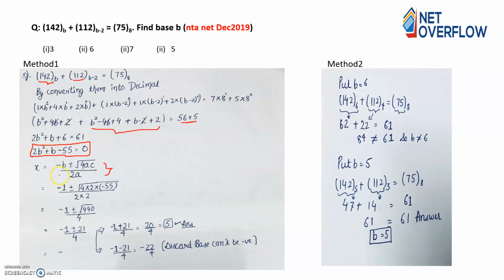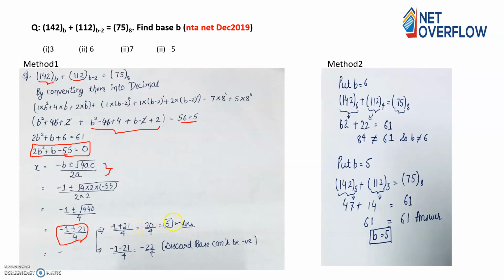Here the sign is plus, but here the sign is minus, so the constant is 1. So minus 1 plus minus root of, that is 4, the value of a is 2 and the value of c is minus 55. Okay, after solving this we'll get this equation, right? And now first we have to perform addition and then subtraction. Then after performing addition we'll get minus 1 plus 21 divided by 4, that is 20 divided by 4.